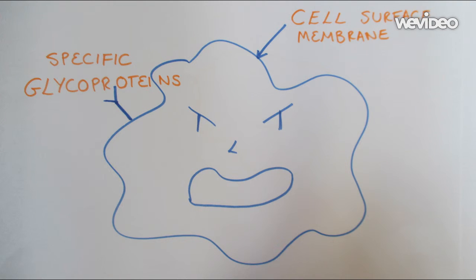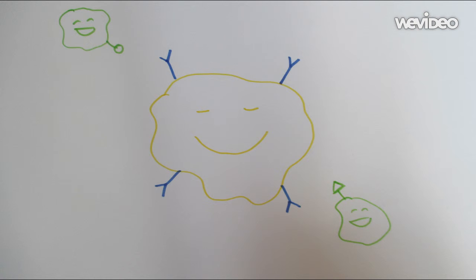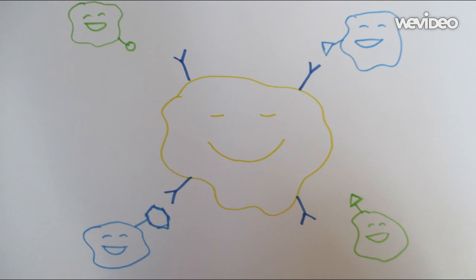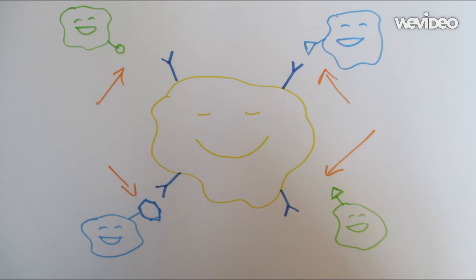Your macrophages play a crucial role here. So you have your macrophage and it partially digests the pathogen. This means that the specific glycoproteins from the pathogen are on your macrophage's cell surface membrane. Therefore, numerous lymphocytes can all at the same time see if they have a complementary receptor. So this speeds up the process. This is antigen presentation, when the macrophage presents the antigen on its membrane.